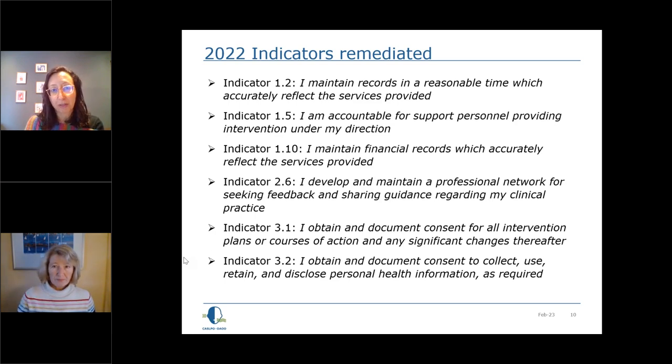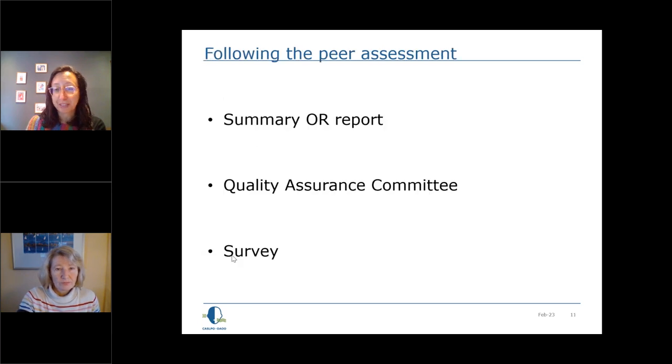That is determined by the Quality Assurance Committee, but you should have a good sense of how things went based on the conversation and if there was any remediation. So let's see what happens next. The peer assessor will write up a document within 10 working days. It will be a summary or a report.